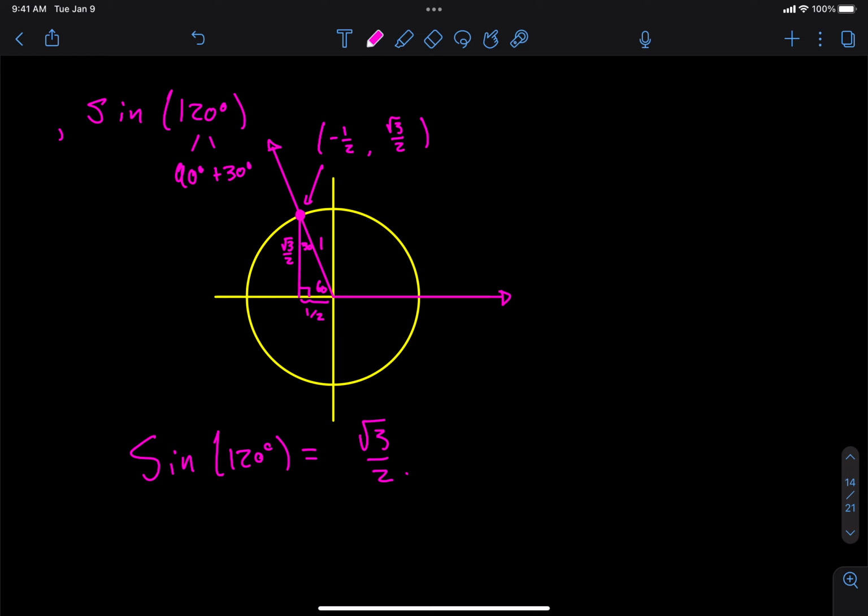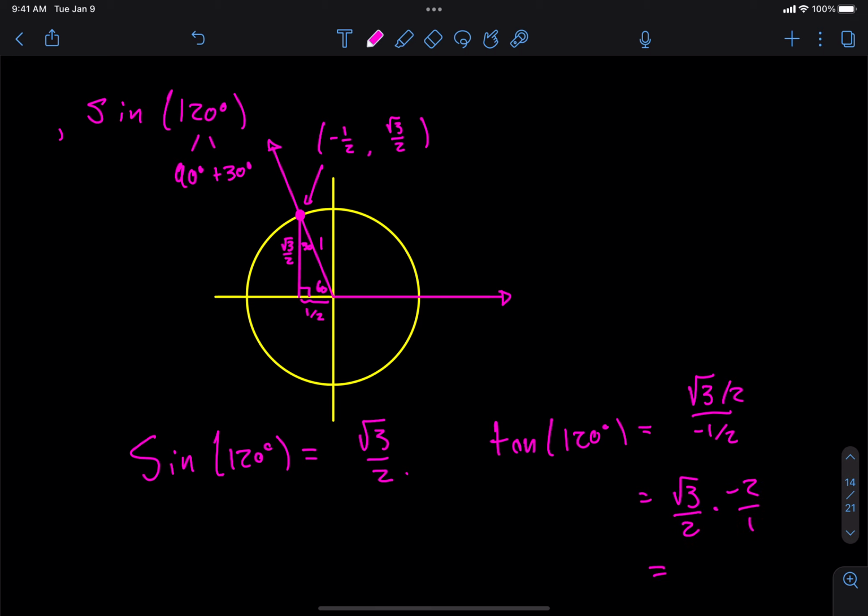Okay? What about tangent of 120? What would I get if I did that? Yeah, I'm going to take root 3 over 2, and I'm going to divide it by negative 1/2. Take the y-coordinate, divide it by the x-coordinate. So if I did that, I would get root 3 over 2 times negative 2 over 1, which would be negative square root of 3.